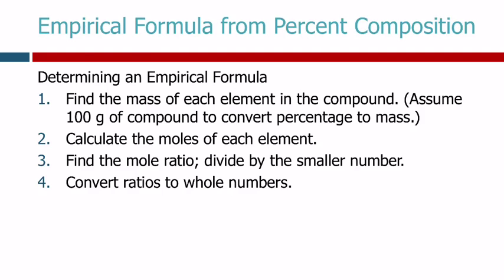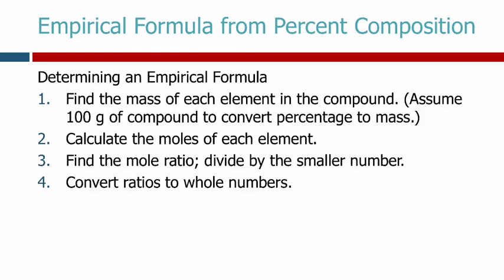Doing a calculation like this, the individual steps are not hard. The hard part is just remembering the steps, the process. And so here's the list of things you need to do. So this is how to determine an empirical formula. First of all, you need to find the mass of each element in the compound. Sometimes in a problem, they'll tell you, oh, it had 5 grams of hydrogen and 25 grams of oxygen. Other times, you'll have the percent composition, and that's what we're looking at here, doing the empirical formula from the percent composition.